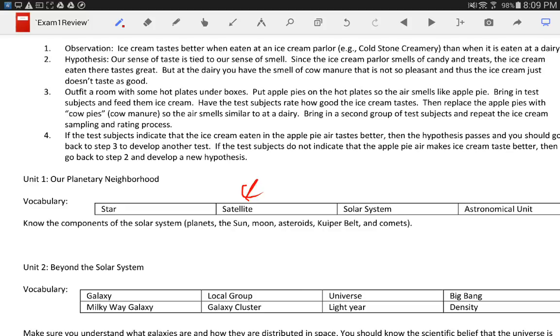Satellite. We think of satellites as only human-made satellites, but it's actually broader than that. A satellite is something that's orbiting around something else. So the Earth has a natural satellite, the Moon. It has artificial satellites like the Hubble Space Telescope. There are actually other things that orbit the Earth besides the Moon that are really tiny. So satellites are things that orbit.